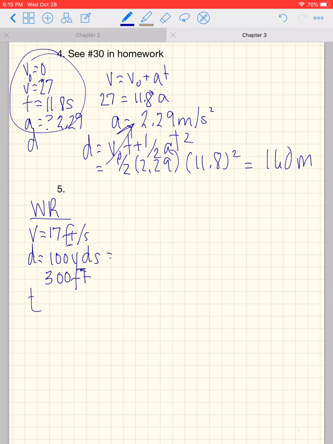And time is my overlapping factor, so I want to find time. V is equal to d over t, super easy. So 17 is equal to 300 over t. Remember that you get t out of the denominator by moving it over. So you divide both sides by 17. And t for both of them, because they're running at the same time or for the same time, is 17.6 seconds.